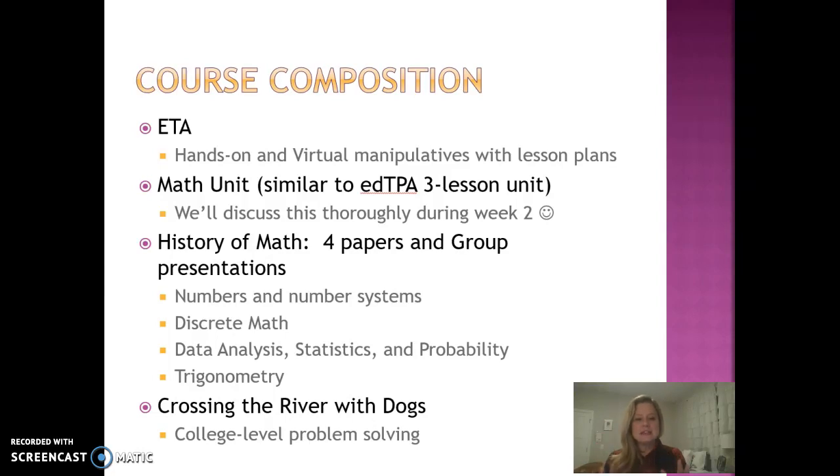So these reports and or presentations that you will do are broad and they're going to be short. So I don't want you to worry about these. These are going to be papers that you're going to work on independently. And the thrust is not just to get an idea of what the history of these different topics are, but how can you integrate them into a secondary math classroom in a student-centered and engaging way.